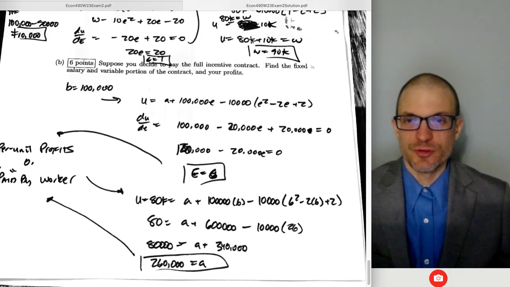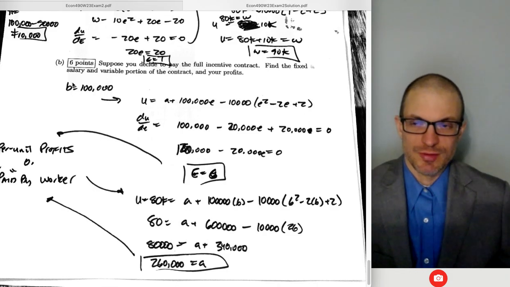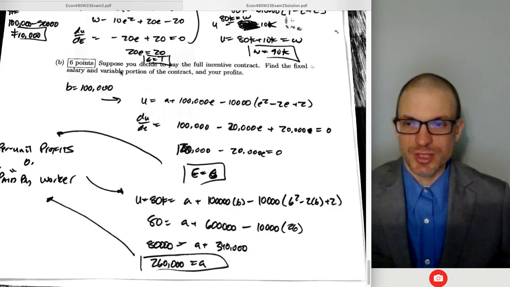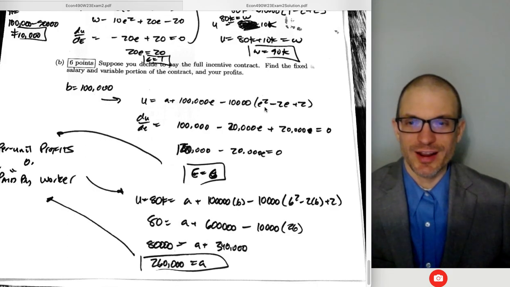All right, suppose we pay the full incentive contract. So we're going to give them the full returns of their efforts. Each additional widget they made earned us 100,000, and we'll just give that right back to the worker, like a full commission. So now this is going to be A plus 100,000 E minus 10,000 times this nice quadratic.